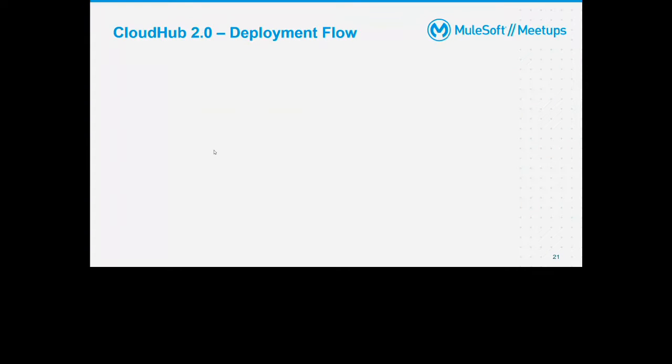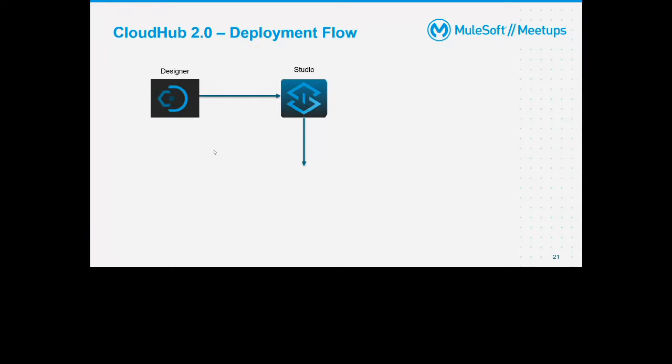So now we are going to see the deployment flow. Before I go to CloudHub 2.0 deployment flow, let me touch base on the CloudHub 1.0 deployment flow. When we deploy an application on CloudHub 1.0, it directly gets deployed on my CloudHub runtime, and then from the control plane, I can manage that application. So that's how it happens in CloudHub 1.0. Now, a little bit of elaboration on CloudHub 2.0.